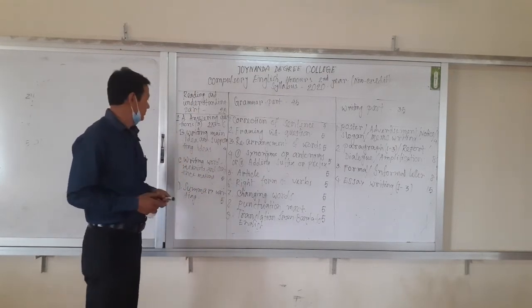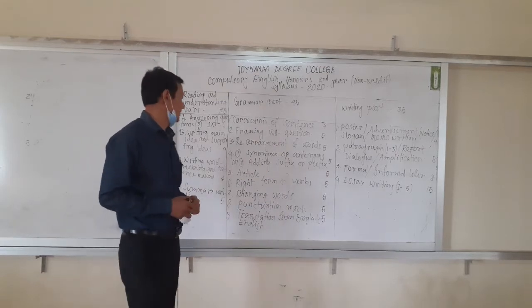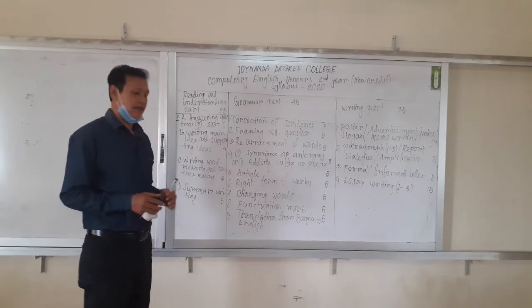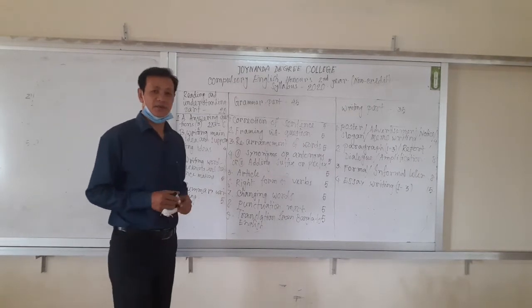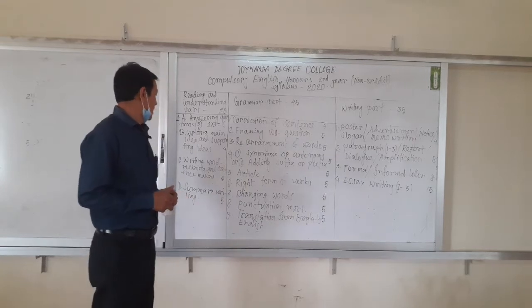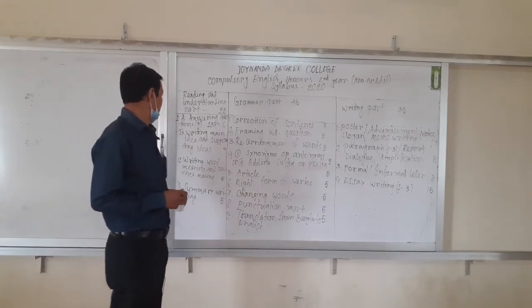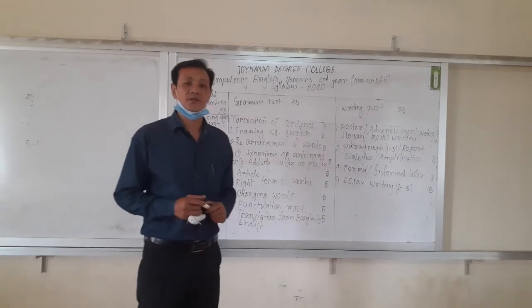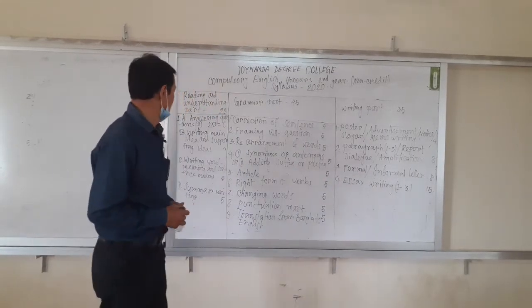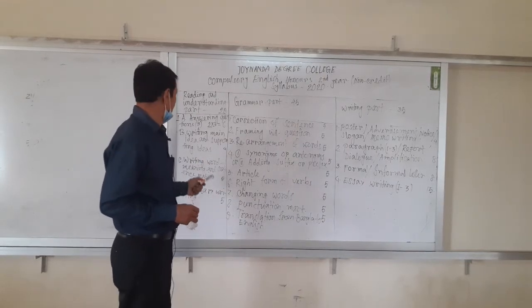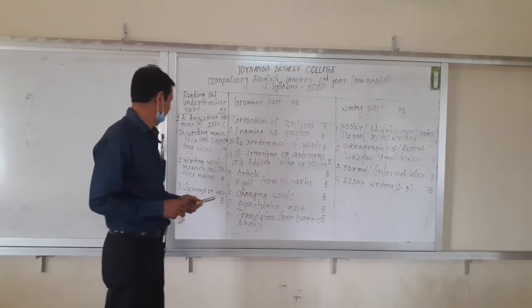Question number B, writing main idea and supporting ideas. You have to find out the main idea of the passage, and you also have to find out the supporting ideas that will justify your main idea. And this question carries 4 marks.